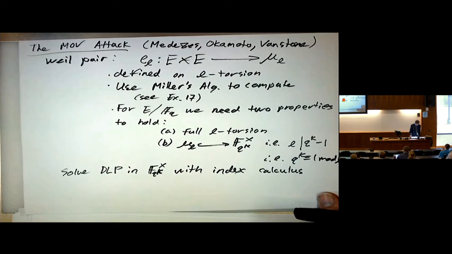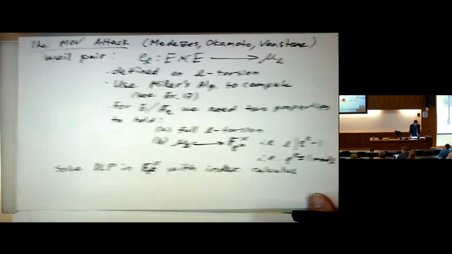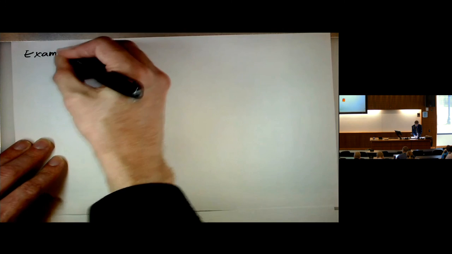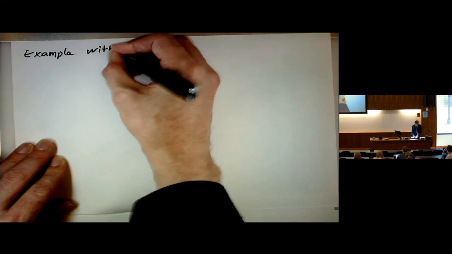So I want to do quickly an example. I'm not going to do the whole construction of the pairing the way I alluded to with Miller's algorithm. You can look at example 17. But with just a few minutes remaining, I want to explain how you can use Sage to compute the pairing. Example with Sage.